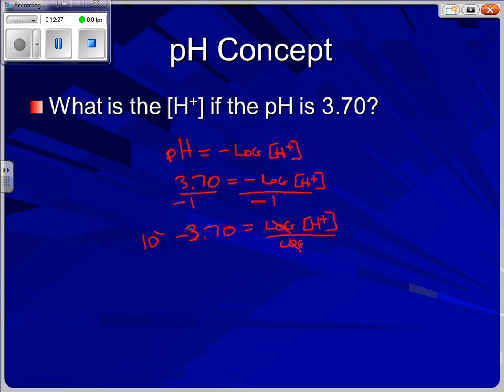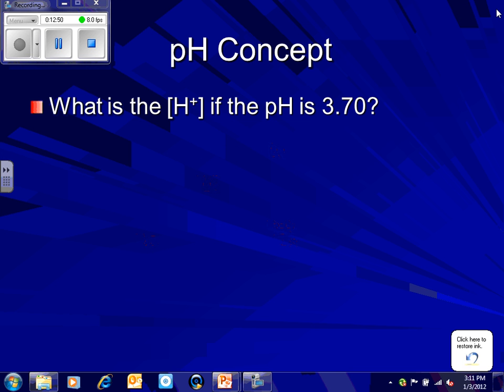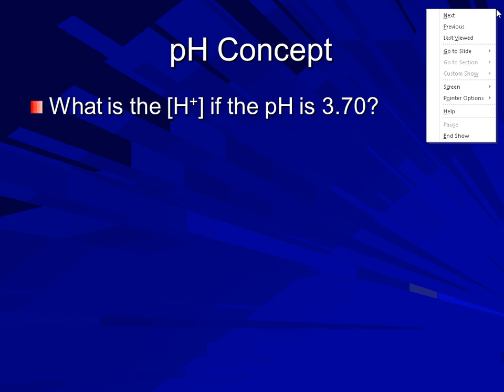So I hit my 10 to the x key. Okay, so all I have to do there is now I type in -3.70, and I hit my 10 to the x key. And I end up with an answer of 0.000199526. Okay, so really just kind of keep that in mind. Just follow the steps, and you should be ready to go.